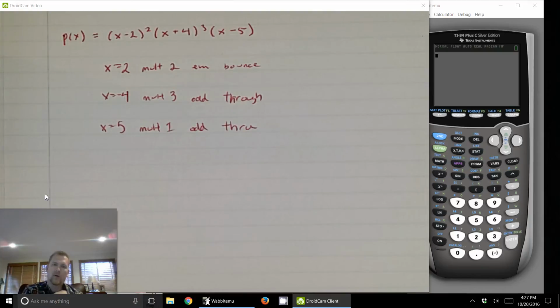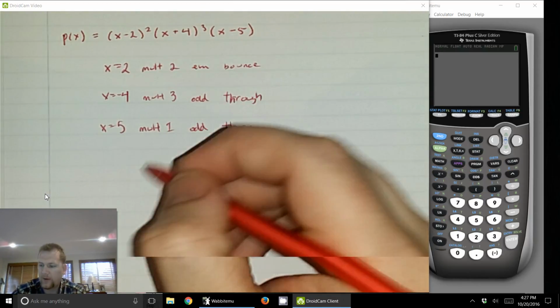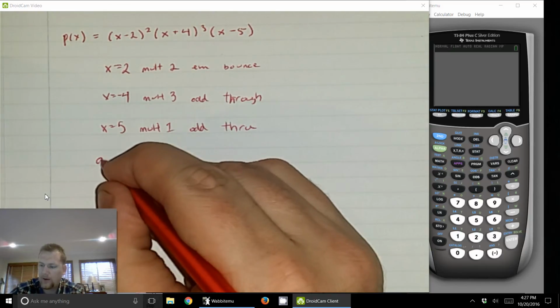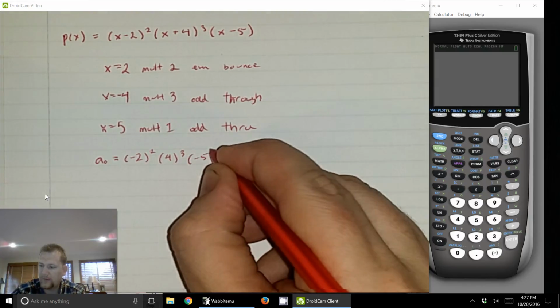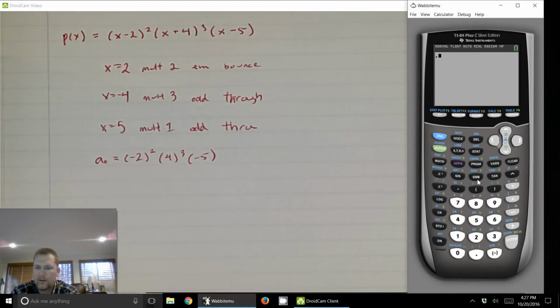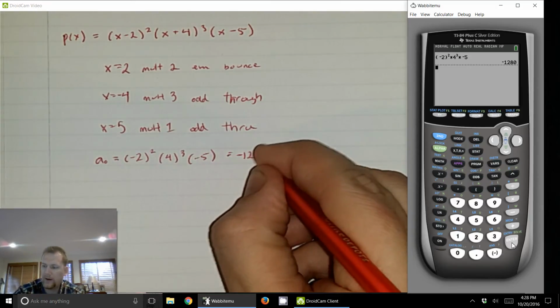Well, we also need to know the y-intercept, and we get that by multiplying all these last numbers to the correct powers together. So a naught, which is the y-intercept, is (−2)² times 4³ times −5. So let's do that with the calculator. So (−2)² times 4³, then times −5. So we're getting −1280. All right.